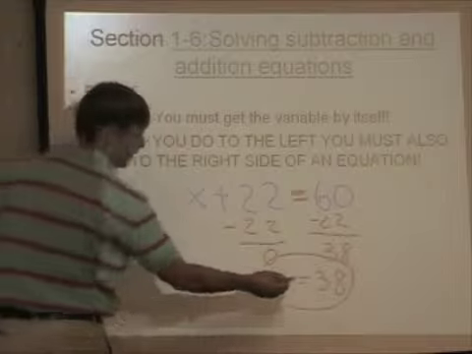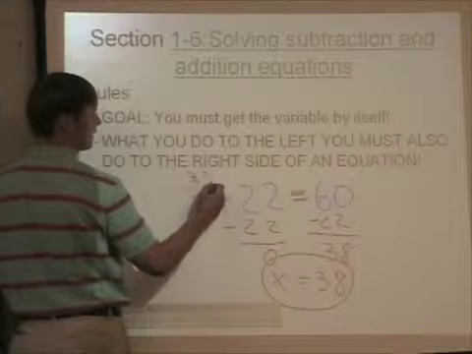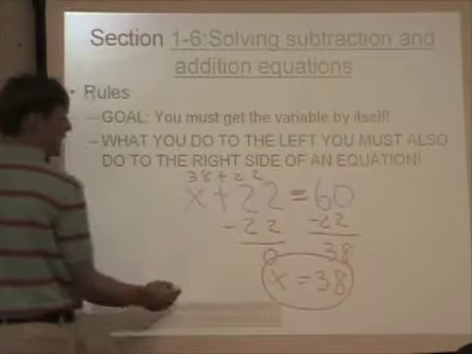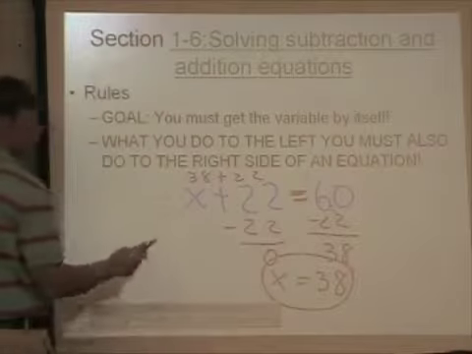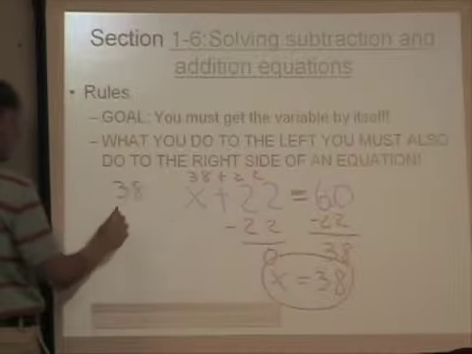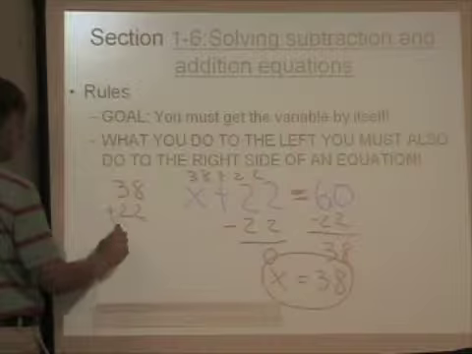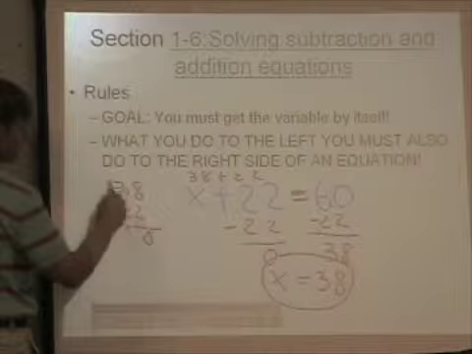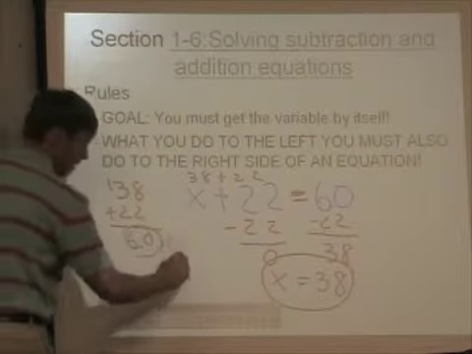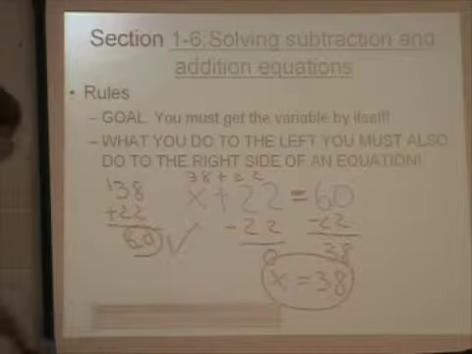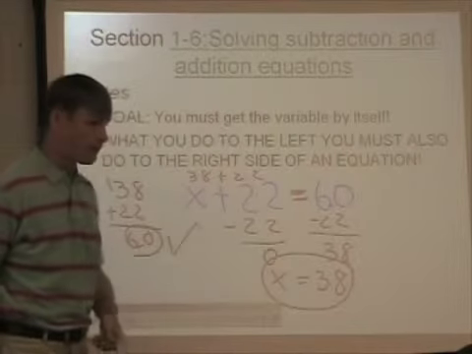Check it. So I'm going to plug 38 in here for x. 38 plus 22, and it's got to equal 60 for it to be right. So I'm going to write 38 plus 22. 8 plus 2, it's 60. So I got it right, so I check, because I got it correct. This is what I need to see on your paper for each one of these.